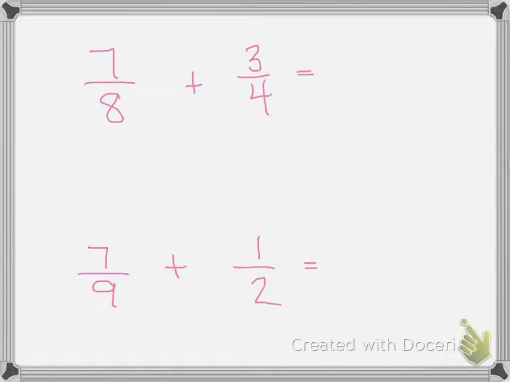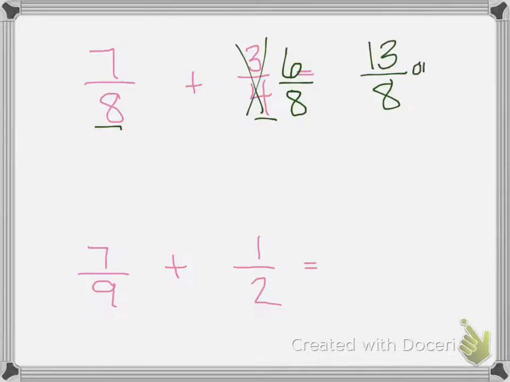Number 3 says solve. So again, I have 8 and 4, and since I'm adding, I have to find a common denominator. If I count by 4s, 4, 8, 12, I know I can switch this over to 8s. 4 times 2 is 8, 3 times 2 is 6. So now I have 7/8 plus 6/8. My denominator stays the same. 7 plus 6 is 13. So 13/8, or 1 with 5 left over. Denominator stays the same, 1 and 5/8.